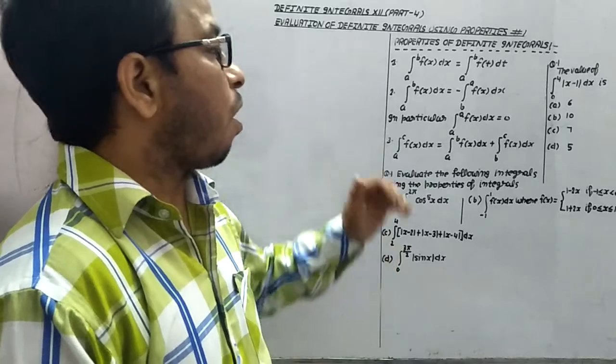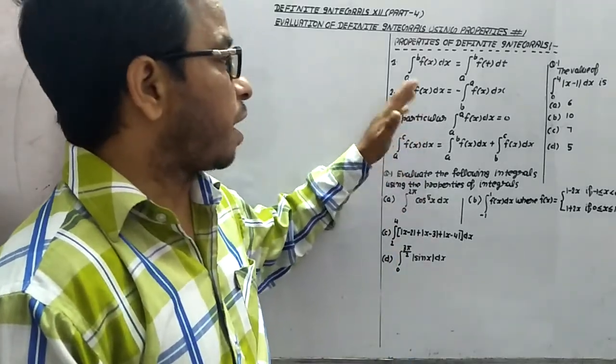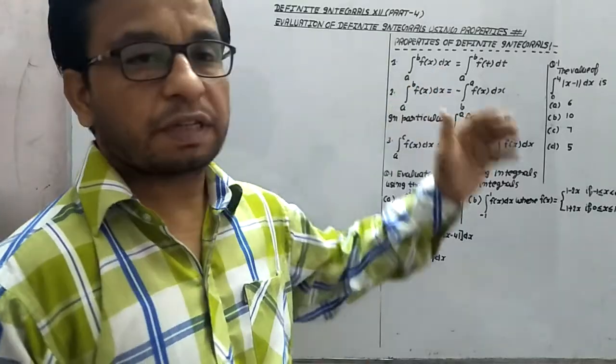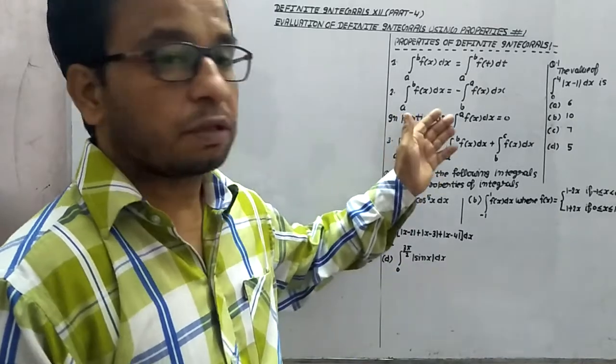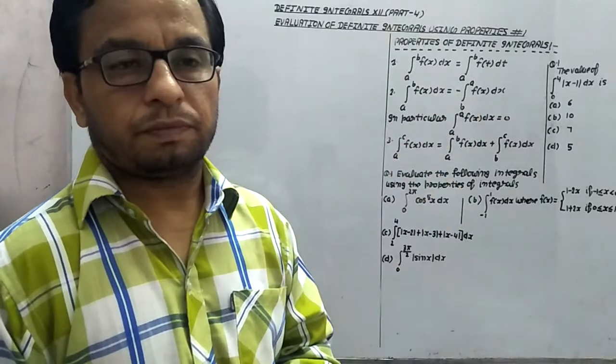In particular, from the second property we can define integration a to a f(x) dx is equal to 0. It means if the lower and upper limits in the integration are equal, then the result is 0.